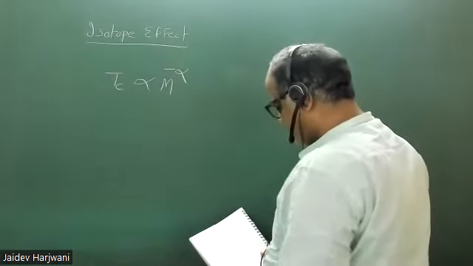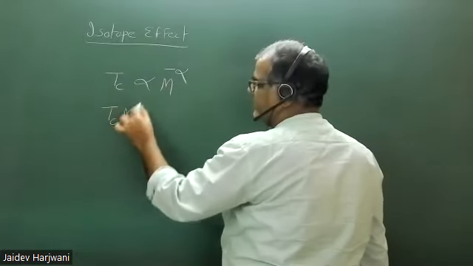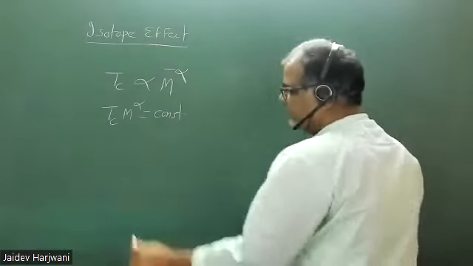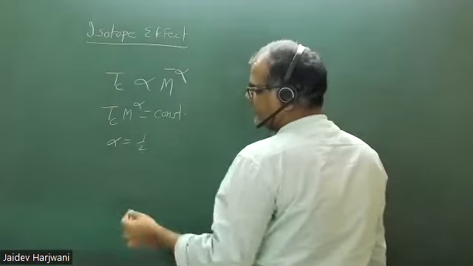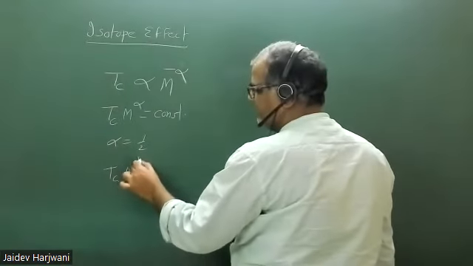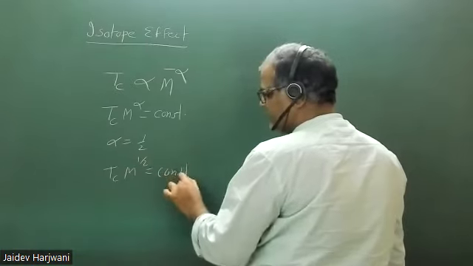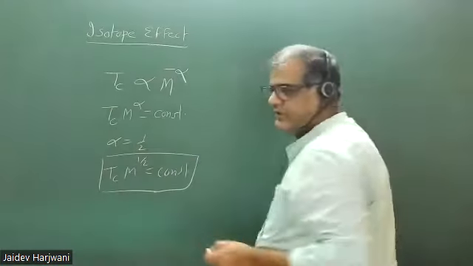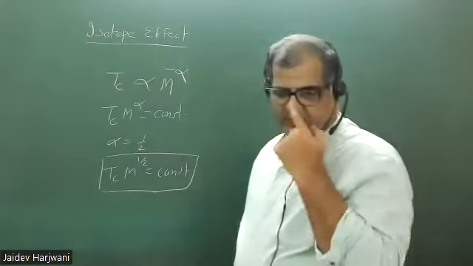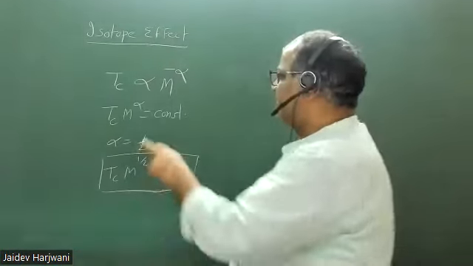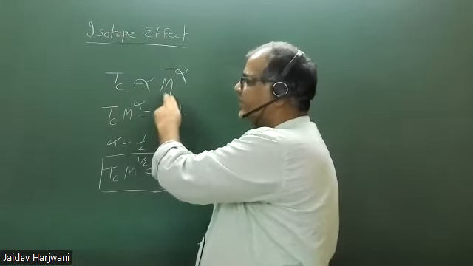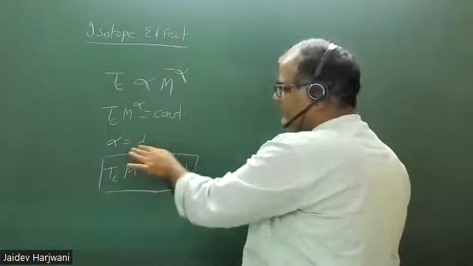In general we write Tc m power alpha equals a constant, and the alpha value is generally taken as a half, so we can write Tc m power half equals a constant. Suppose you take two isotopes which have different masses, of some superconducting material. If there is a difference of mass, then their critical transition temperature will also vary by this equation.